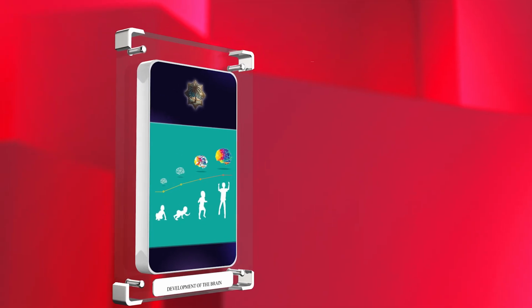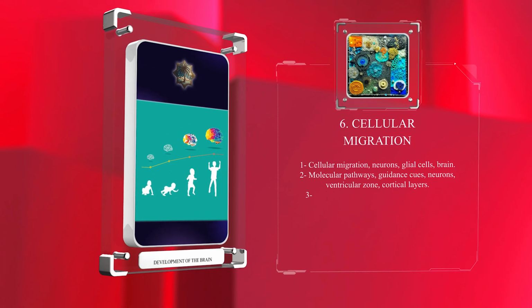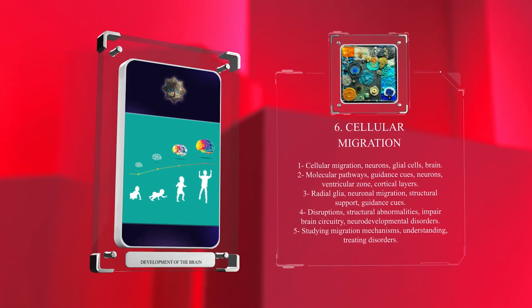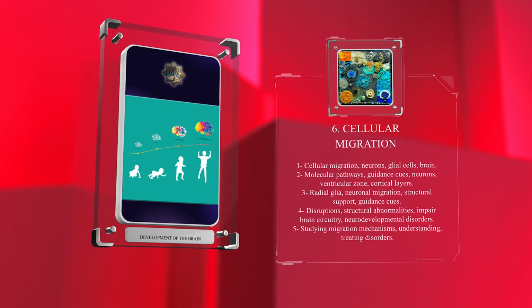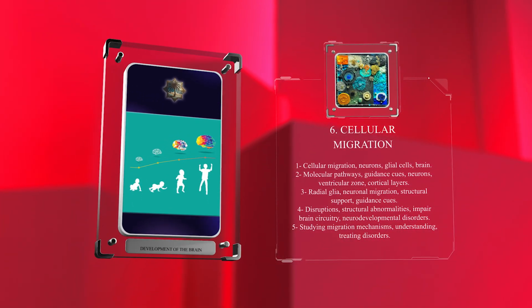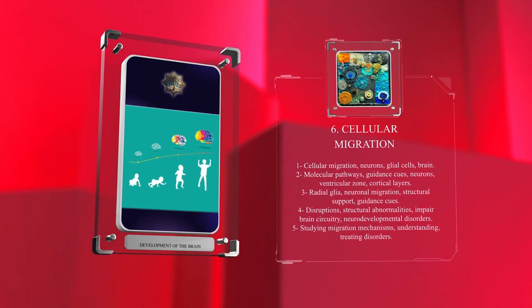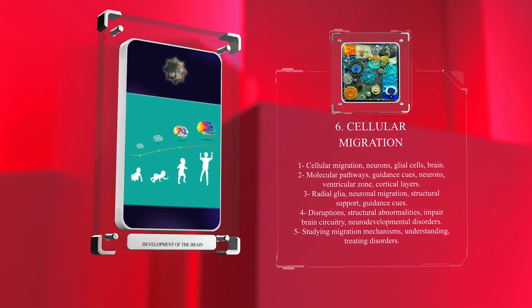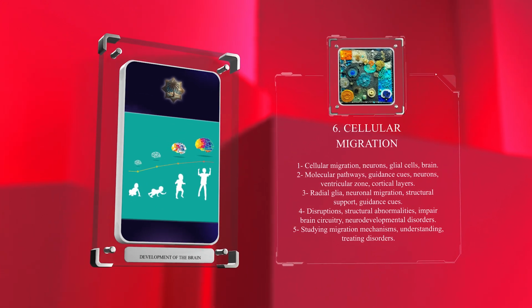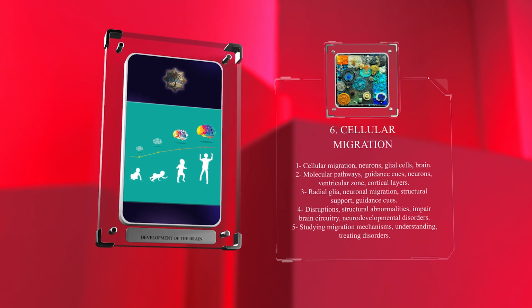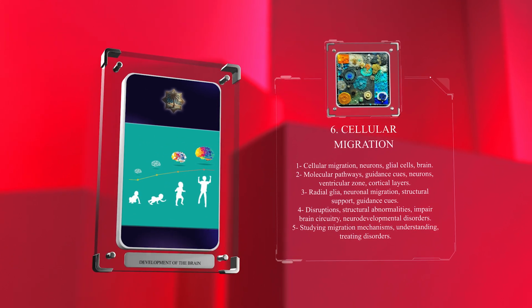Cellular migration is a sophisticated process that ensures proper placement of neurons and glial cells in the brain. This complex journey involves molecular pathways and guidance cues that guide neurons from the ventricular zone to specific cortical layers. Radial glia assist neuronal migration as structural support and guidance cues. Disruptions can cause structural abnormalities and impair brain circuitry, leading to neurodevelopmental disorders. Studying migration mechanisms offers valuable insights for understanding and treating such disorders.